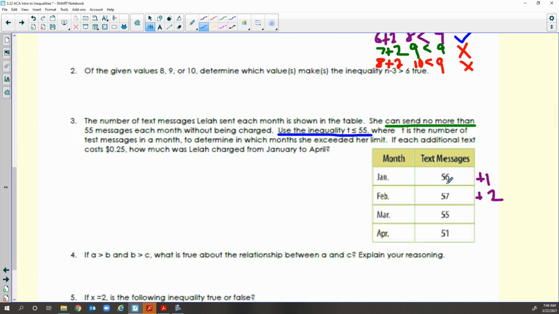So let's take a look here. It says if each additional text costs $0.25, how much was Leah charged from January to April?